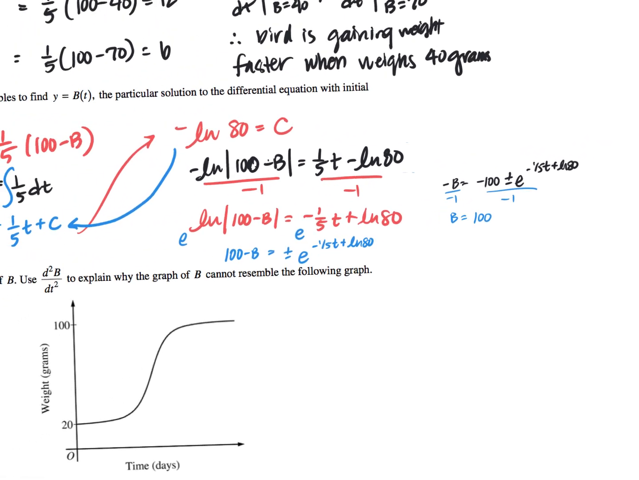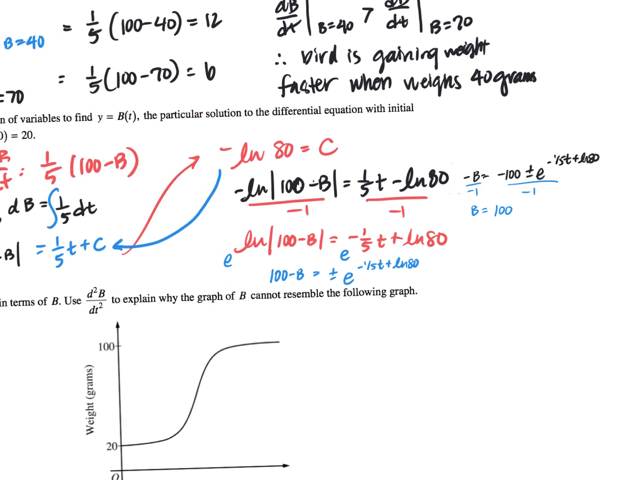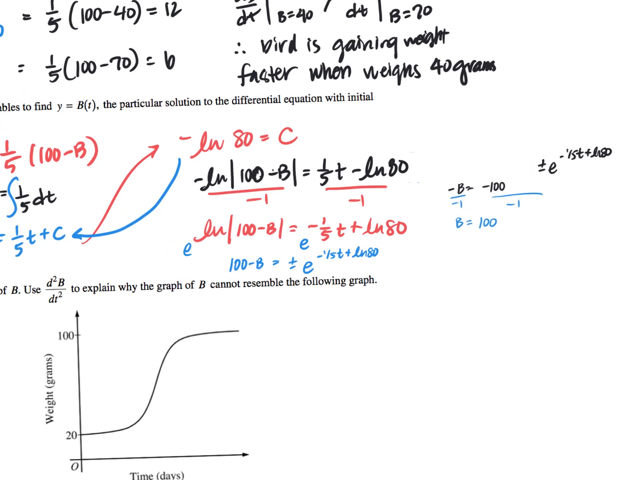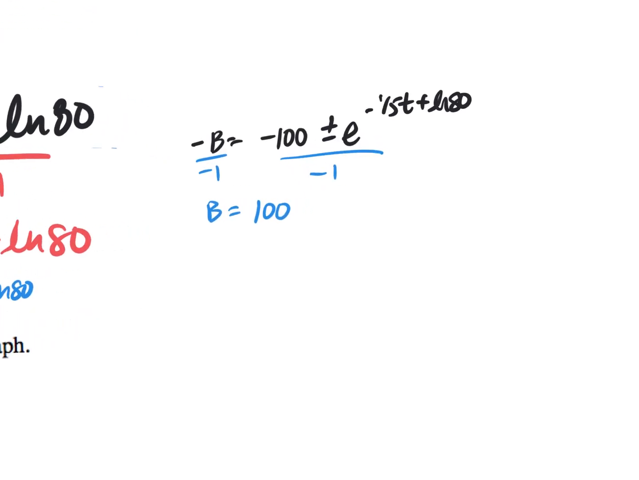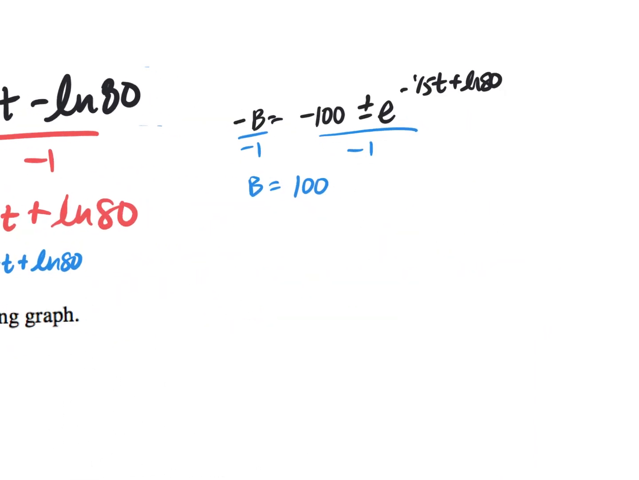When I plug in a 0 for my t, I need to get 20 for my b. Oh, this is a hot mess. Is that right? From that point? I need to get a 0 and 20. People. If I plug in a 0 right here, what's negative 1/5 times 0?